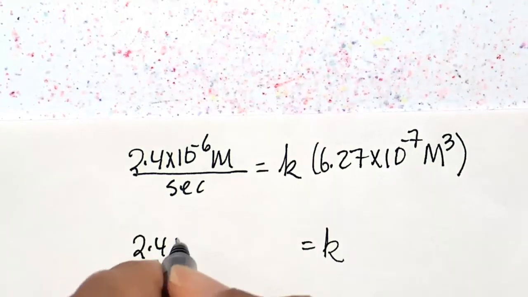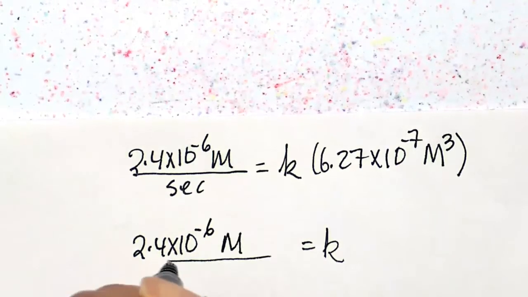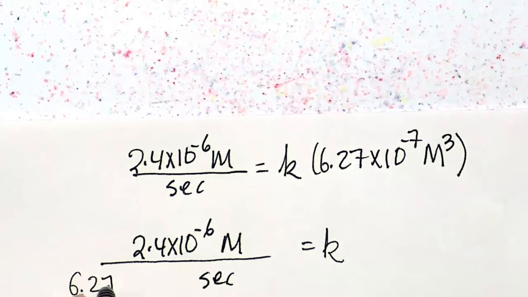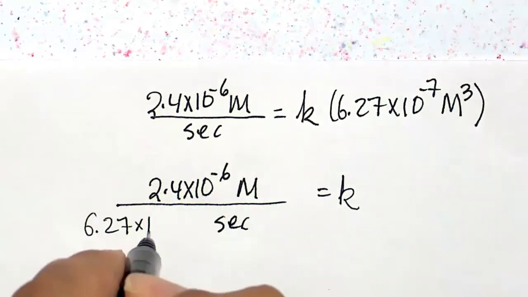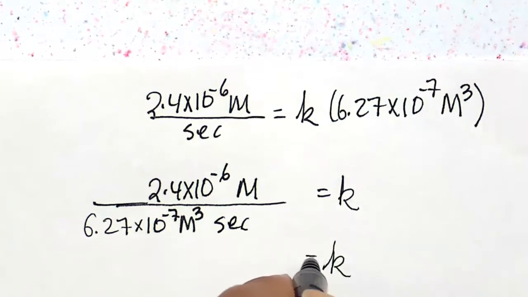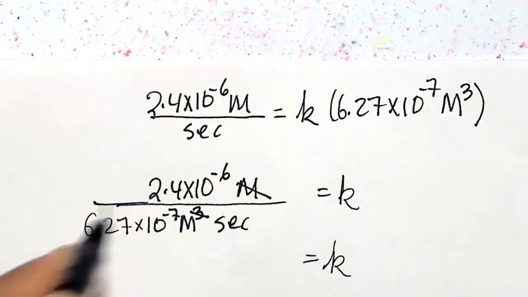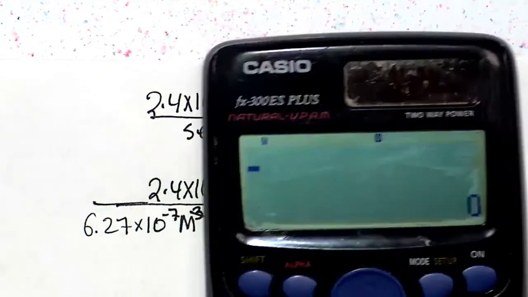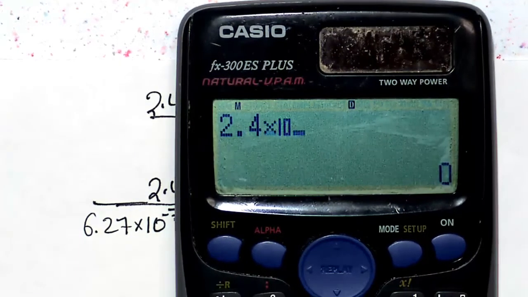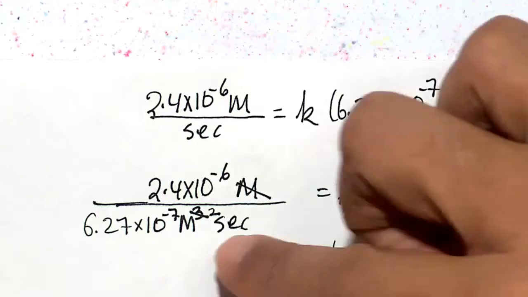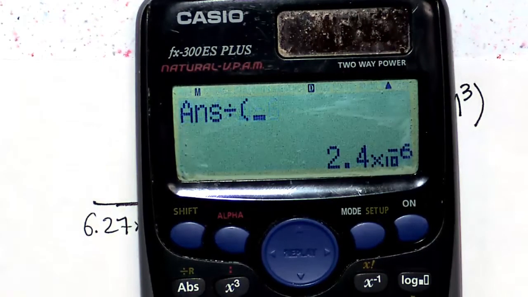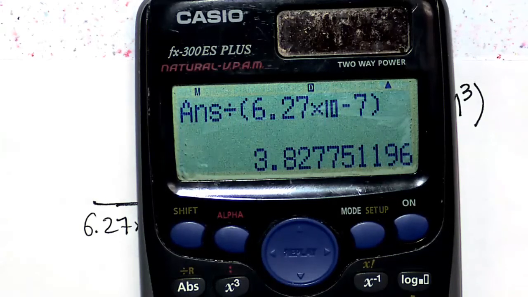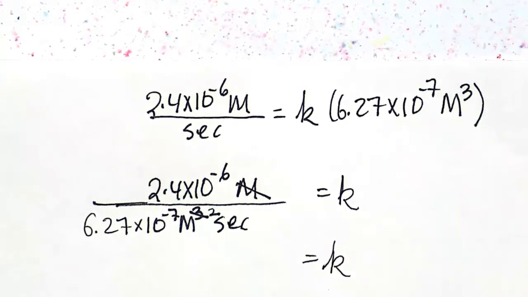k is going to equal 2.4 times 10 to the minus 6 molar per second. Okay, this going down by division is going to be 6.25 times 10 to the minus 4 M cubed. Check out what's happening here. One of these M's is going to cancel out with one of these M's, leaving me with M squared. So k is going to equal 2.4 times 10 to the minus 6 divided by 6.25 times 10 to the minus 4. 3.82, let's do 3.83. Make sure we have the right units now.